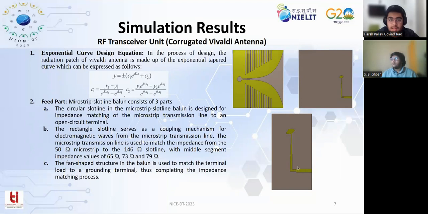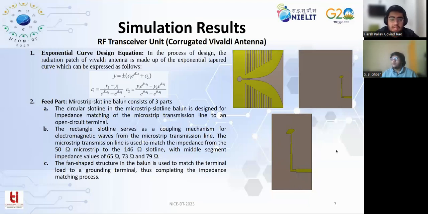For the feed part, the microstrip slot line balun consists of three parts. The first is the circular slot line, which is used to realize impedance matching of the microstrip transmission line and can be equal to the open circuit terminal. The rectangular slot line is used to couple the electromagnetic wave from the microstrip transmission line. The second part is the microstrip transmission line, which is used to realize impedance matching from the 50 ohm microstrip to the 146 ohm slot line. The impedance values of the middle segments are 65 ohm, 73 ohm, and 79 ohm.